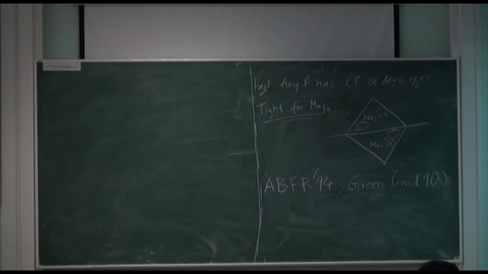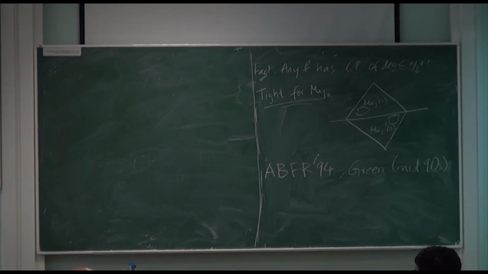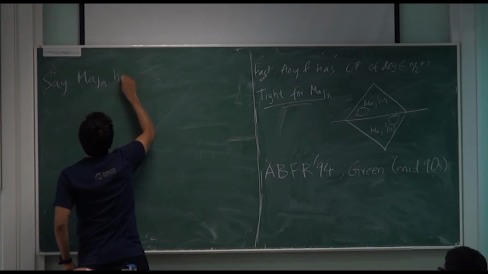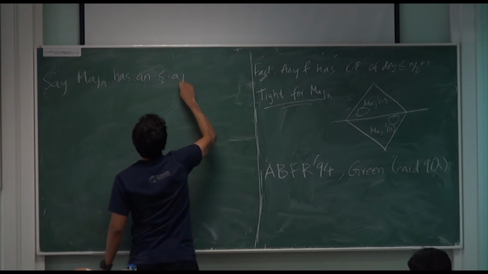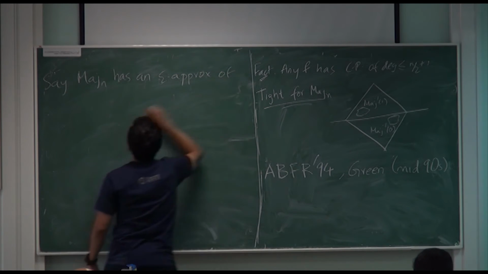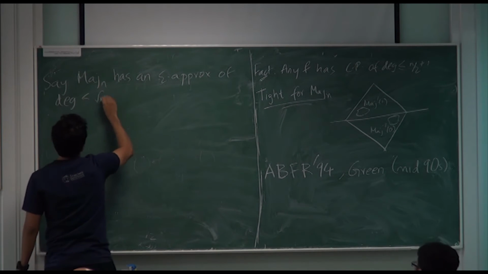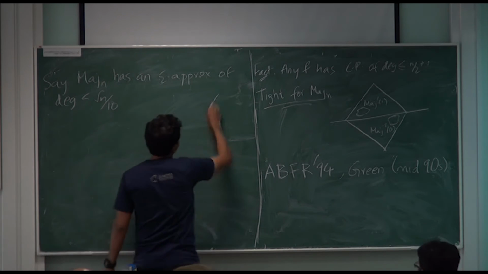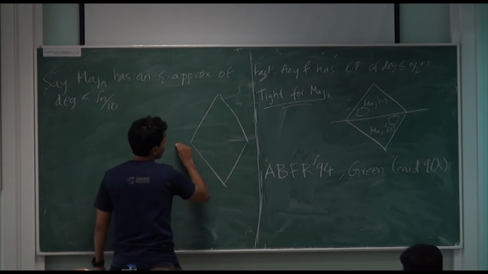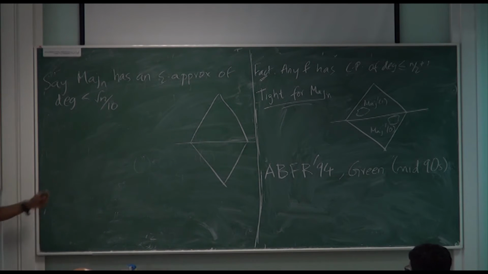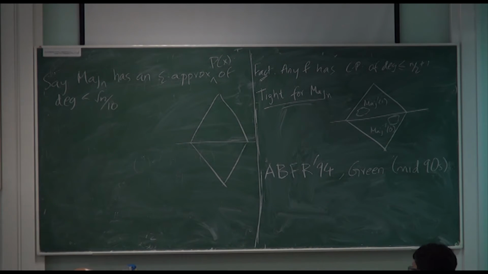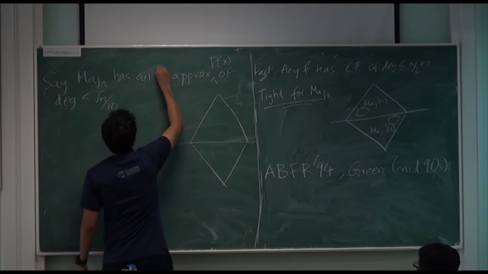All right, so let's prove that theorem. Say Maj has an epsilon approximation of degree less than square root n by 10. Then let's draw a picture. So here's the hypercube, here's Maj, and the polynomial. Let me give it a name, let's say P. So degree less than square root n, considerably smaller, and it agrees with majority almost everywhere. So here epsilon equals 0.1.